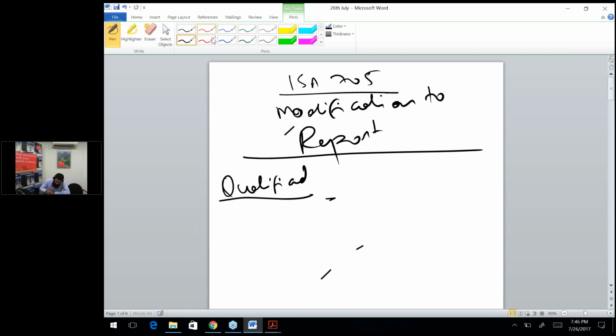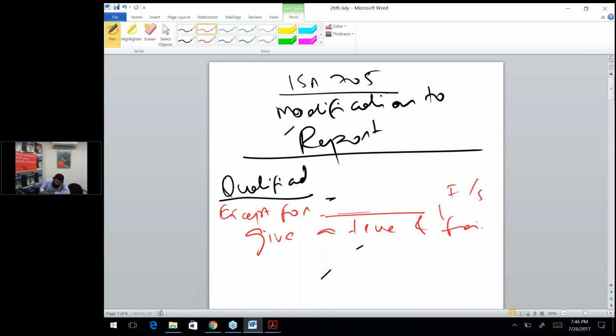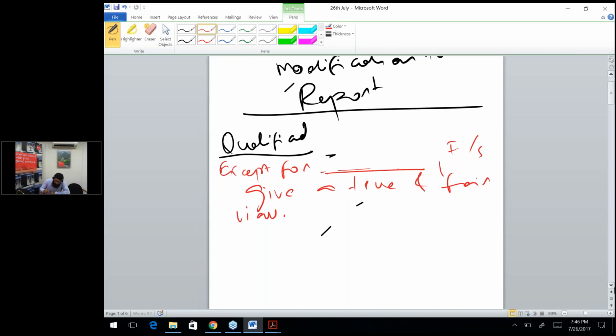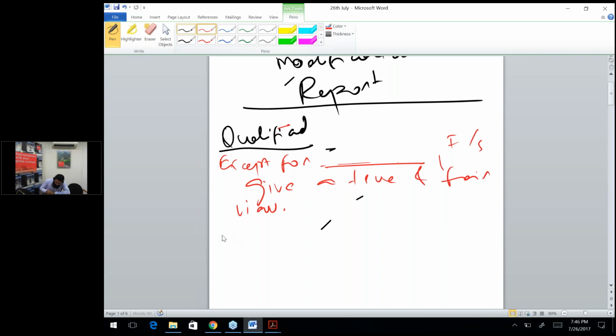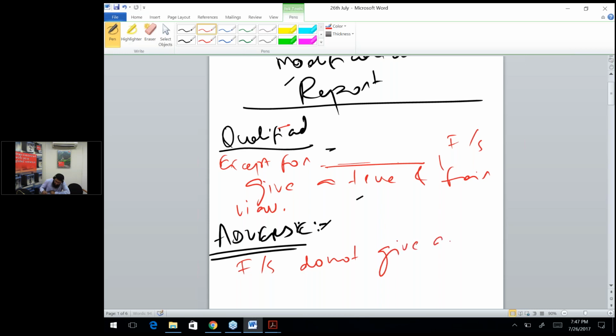And what do we say in the qualified opinion? We say, except for so and so, the financial statements give a true and fair view. This is what happens in the qualified report. Number two is the adverse opinion. And how do we write the adverse opinion? Whenever we talk about the adverse opinion, we say that the financial statements do not give a true and fair view.